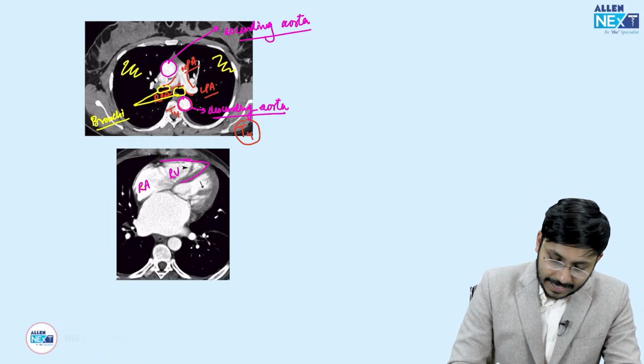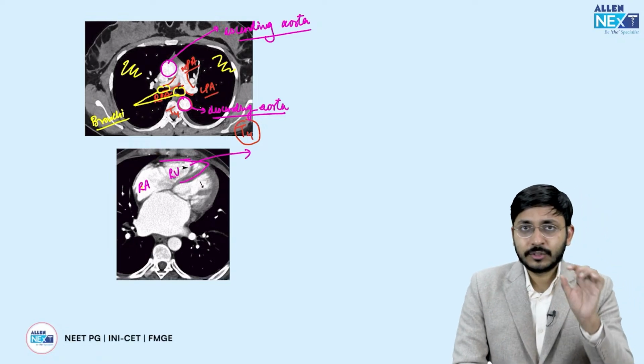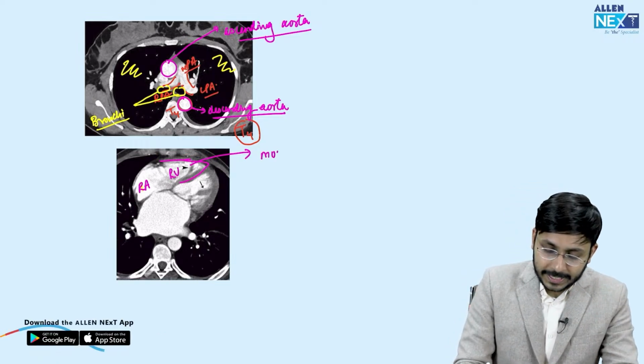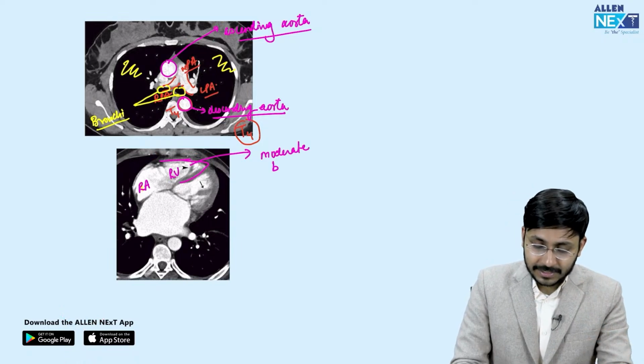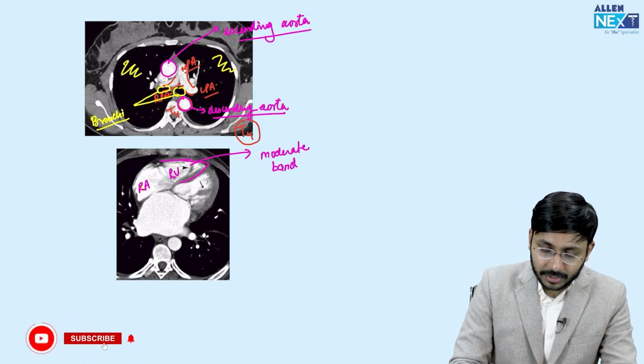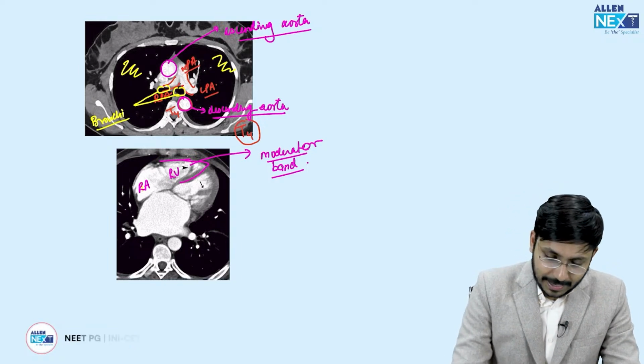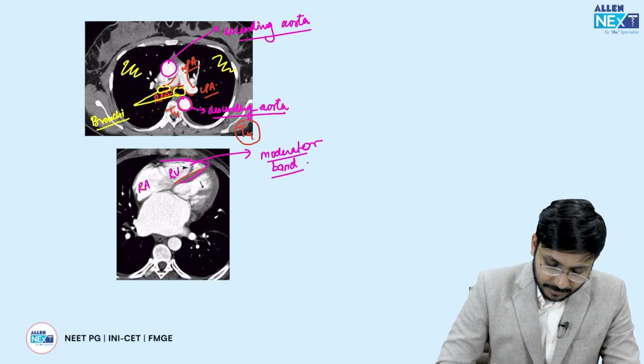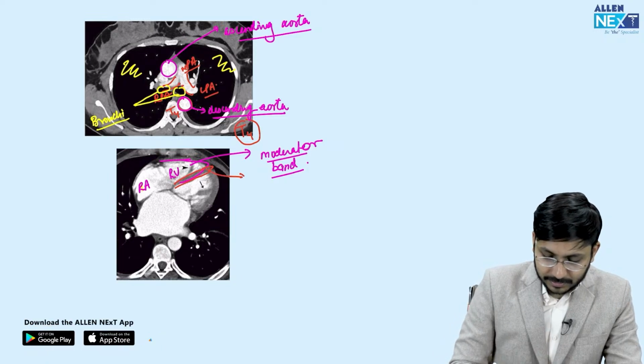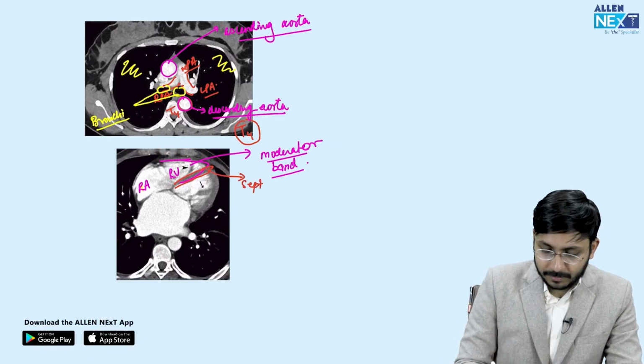And what is this arrow pointing towards? This is pointing towards a moderator band. So remember, the right ventricle is recognized by this moderator band. Now this black structure in the center, this will be your septum, interventricular septum.